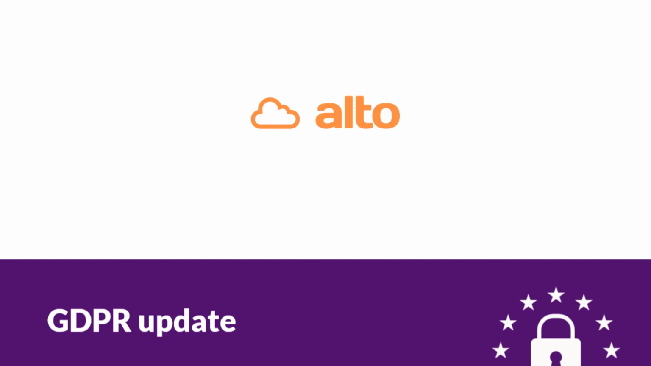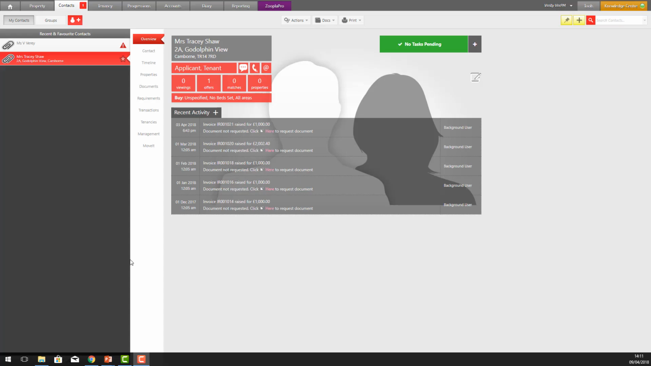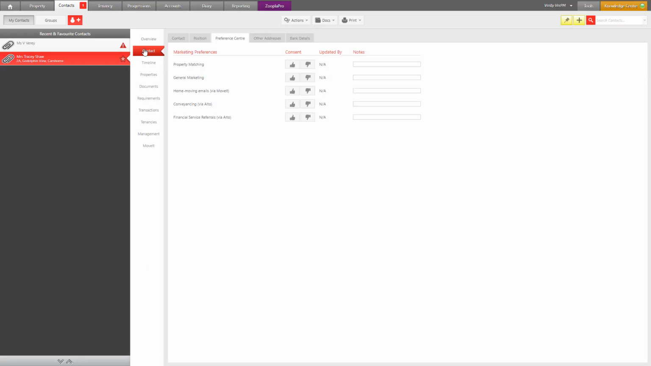With the General Data Protection Regulation coming into force on May 25th, your Alto software has made changes to help you, as the data controller, to be compliant with GDPR. Within your customer records, there is a new Preference Center tab.